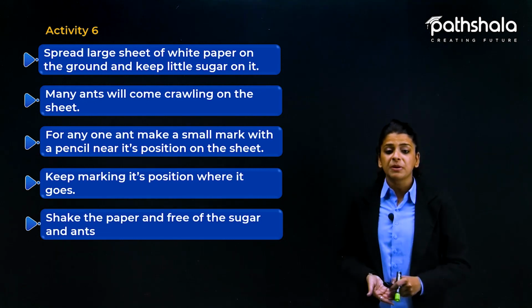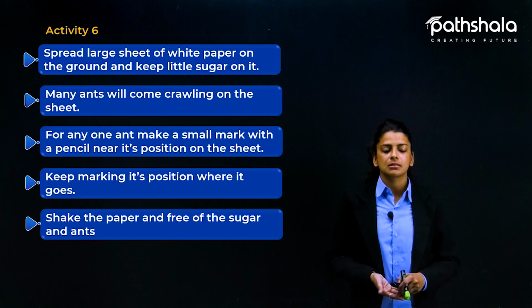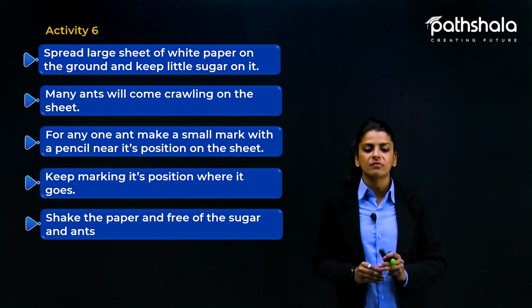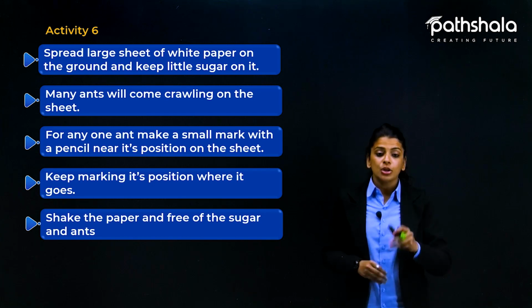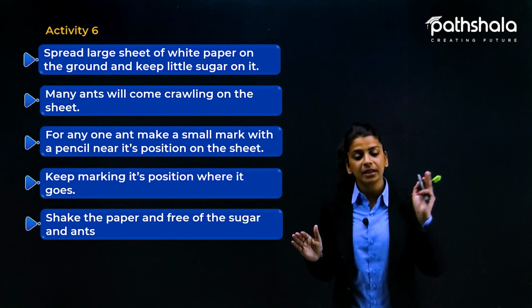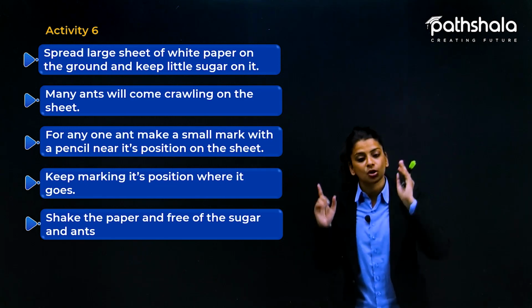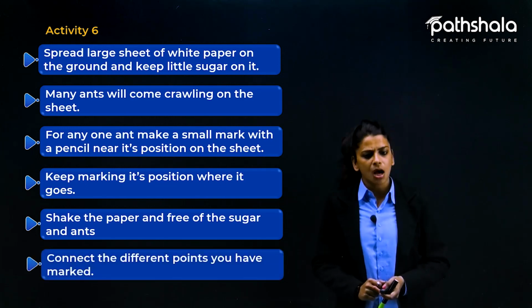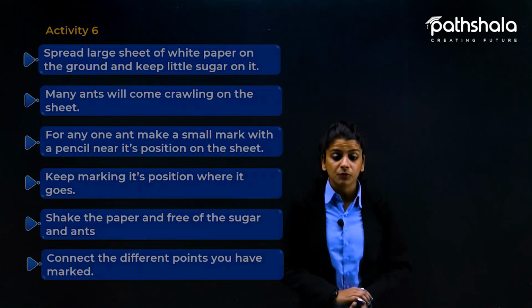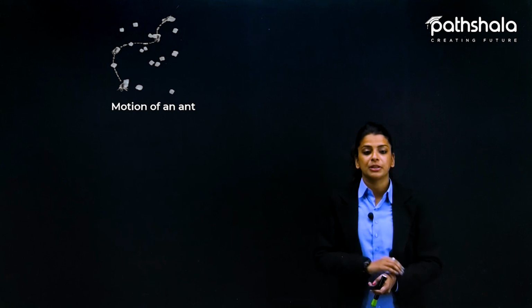Also, shake the paper and free it of the sugar and ants. When you are done marking the position of that particular ant, shake the paper and free it from the sugar and ants that are crawling on that sheet. Now, connect the different points you have marked. And this will look like this picture.